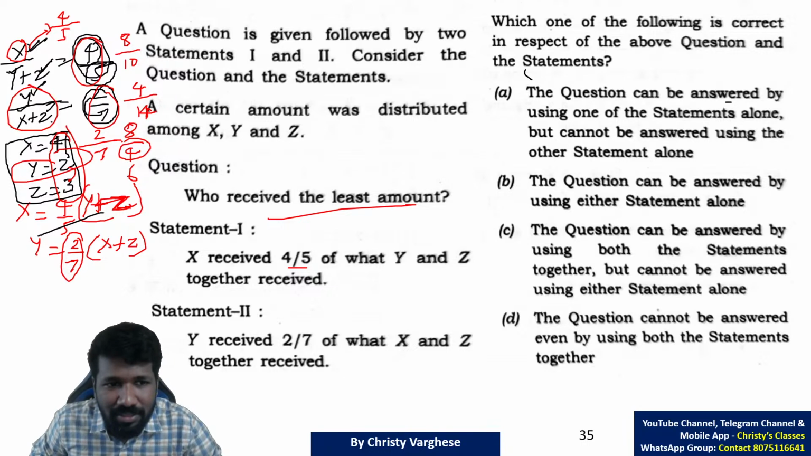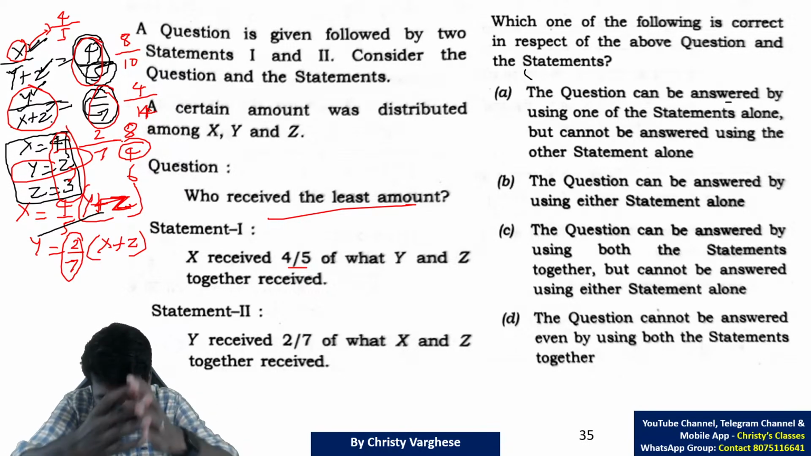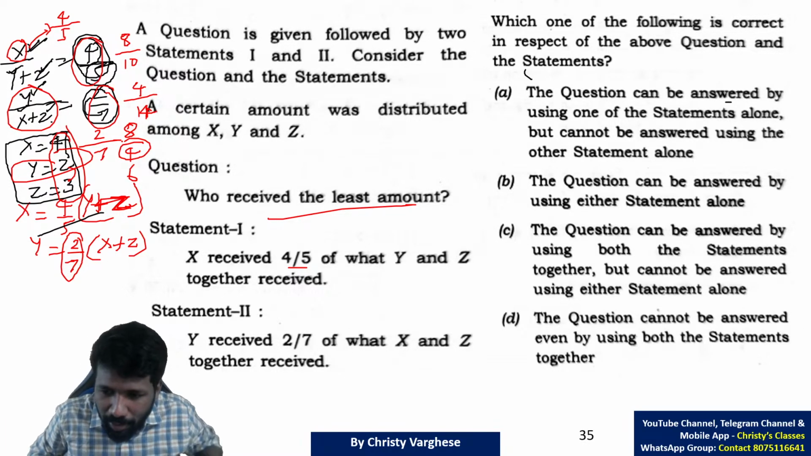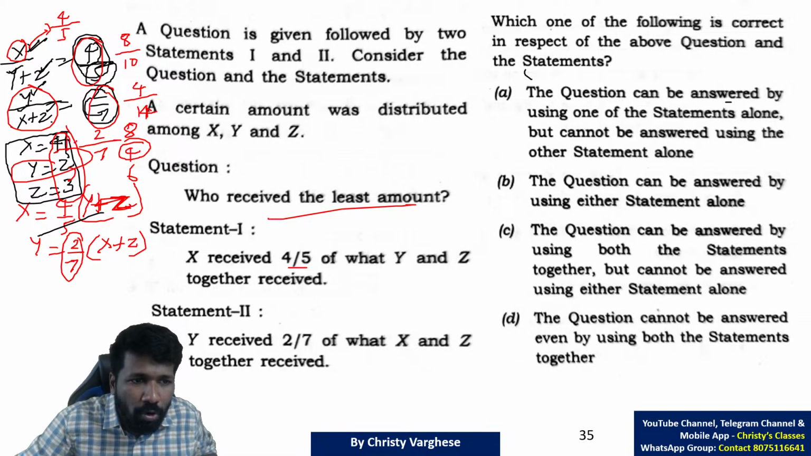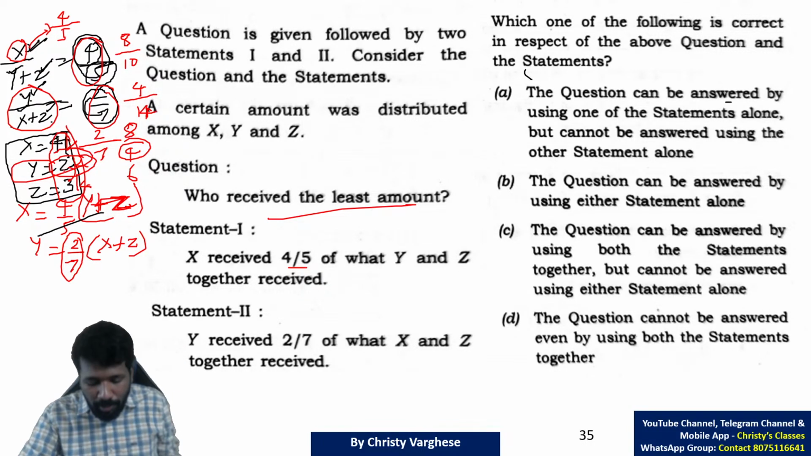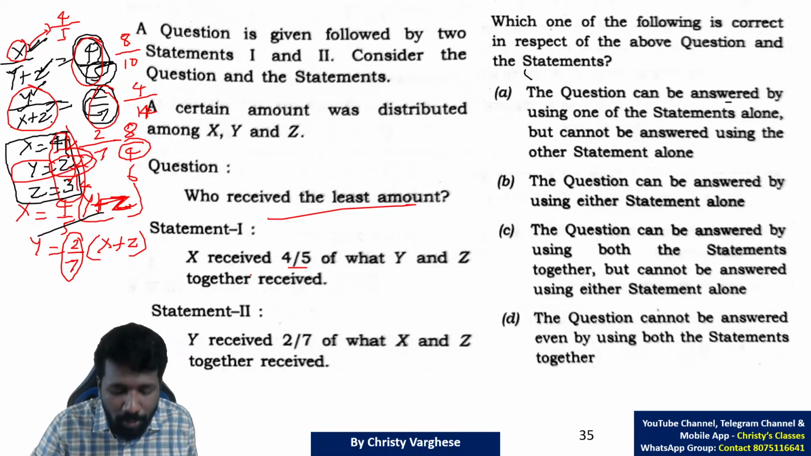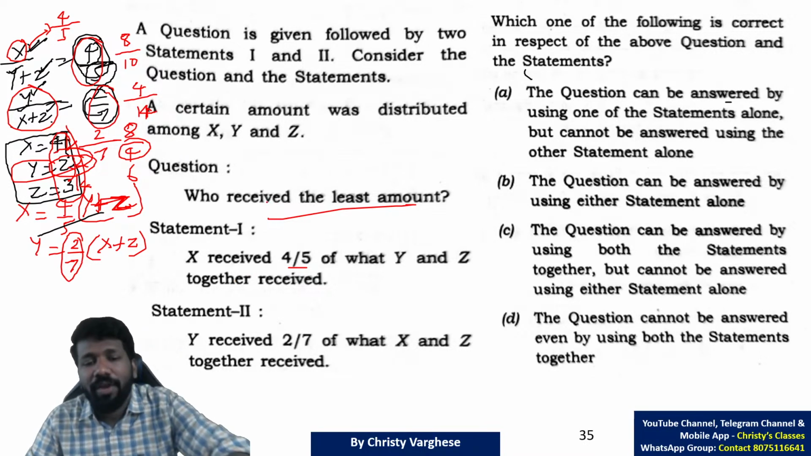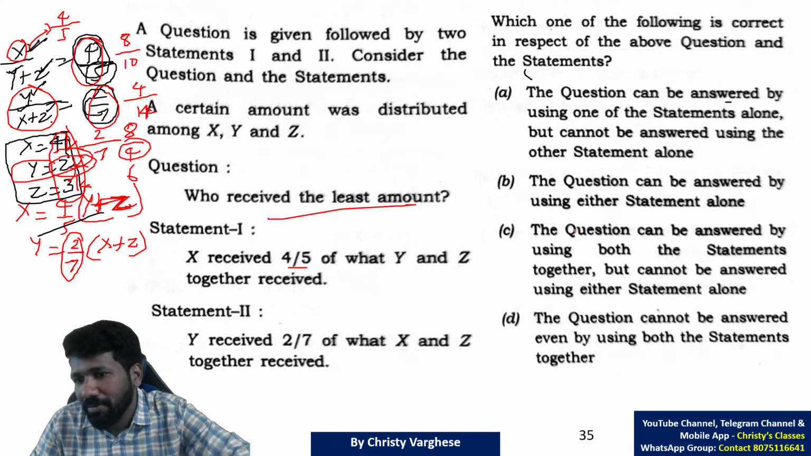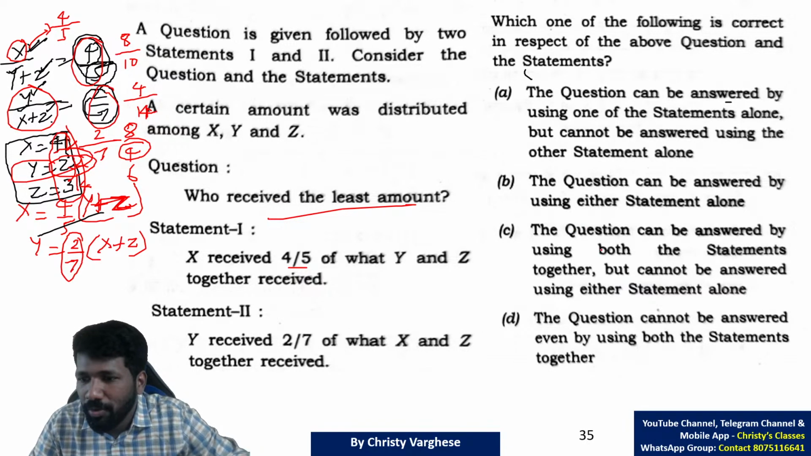Because when you double it, you are doubling all the 3 numbers. When you are tripling, you are tripling all the 3 numbers. So, we can say X value will be 4K, Y value will be 2K and Z value will be 3K. So, definitely 2K will be smaller than the 3K and 4K values. So, Y will be the least. So, for finding the least amount, you need both the statements, and with both the statements, you can find it.